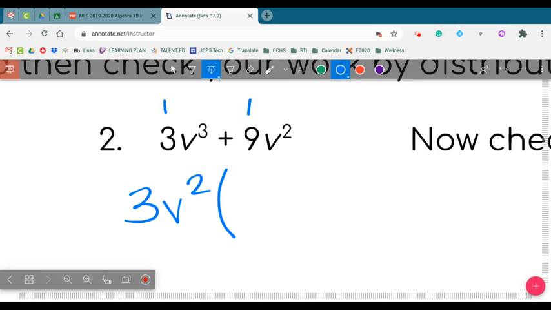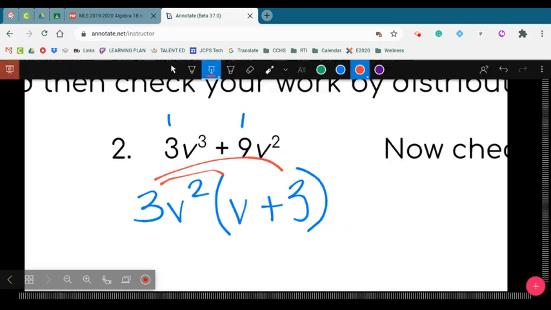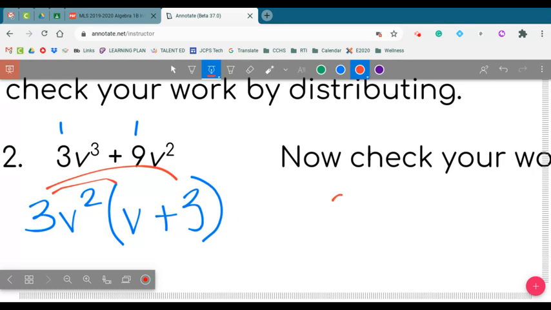Parentheses, pulled out the 3. I had 3 v's and I pulled out 2, so I have 1 left. 9 divided by 3 is 3. I had 2 v's, I pulled out 2, so I have no v's left. Then I would distribute. 3 times 1 is going to give you 3. And then you had 2 v's and then 1 on the inside, so you're going to get v to the third.